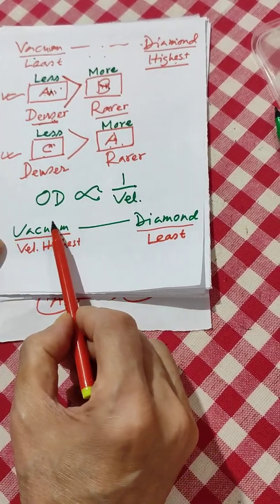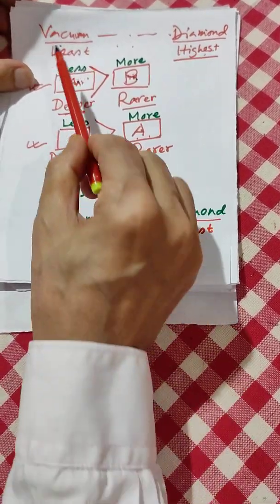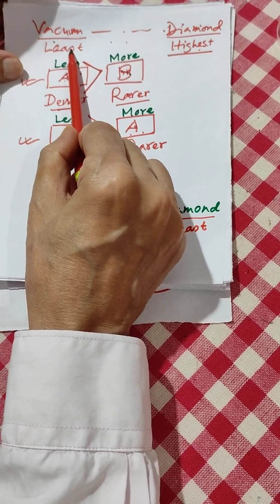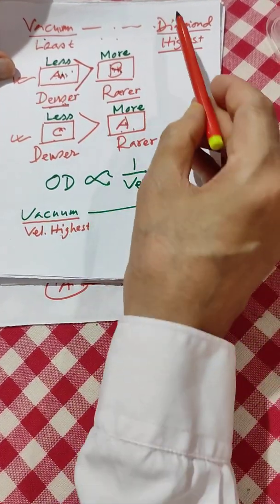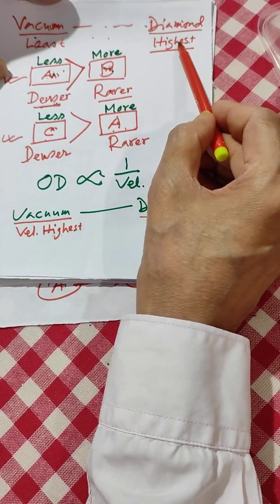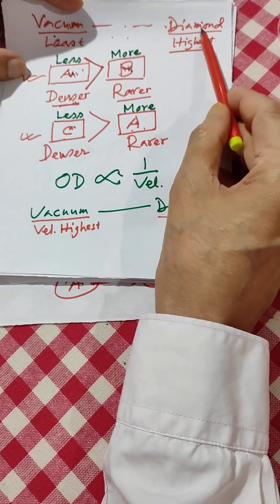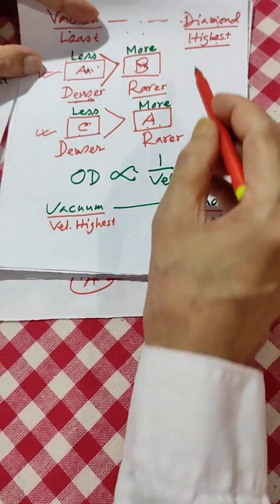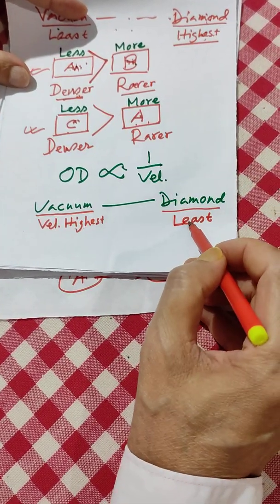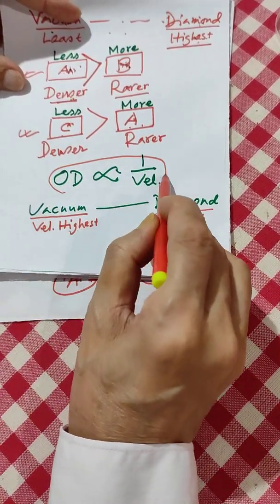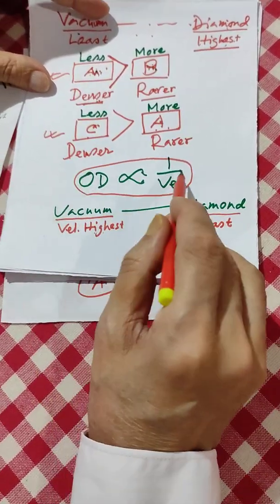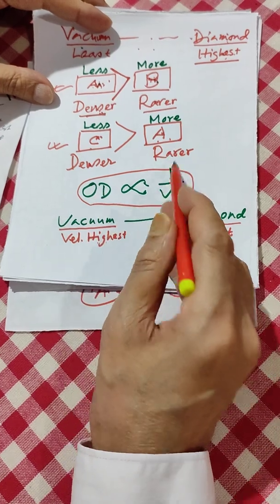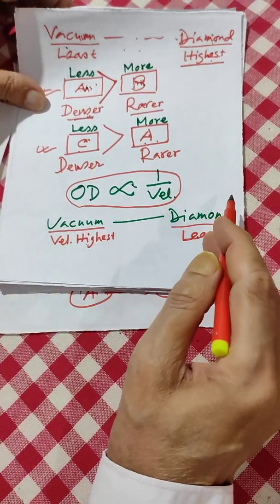So vacuum has the least, smallest optical density. Therefore, velocity of light in vacuum will be highest. And diamond has the highest optical density. Therefore, velocity of light in diamond will be least. So you see, optical density and velocity of light in that medium are inversely related. If optical density is more, velocity of light will be less.